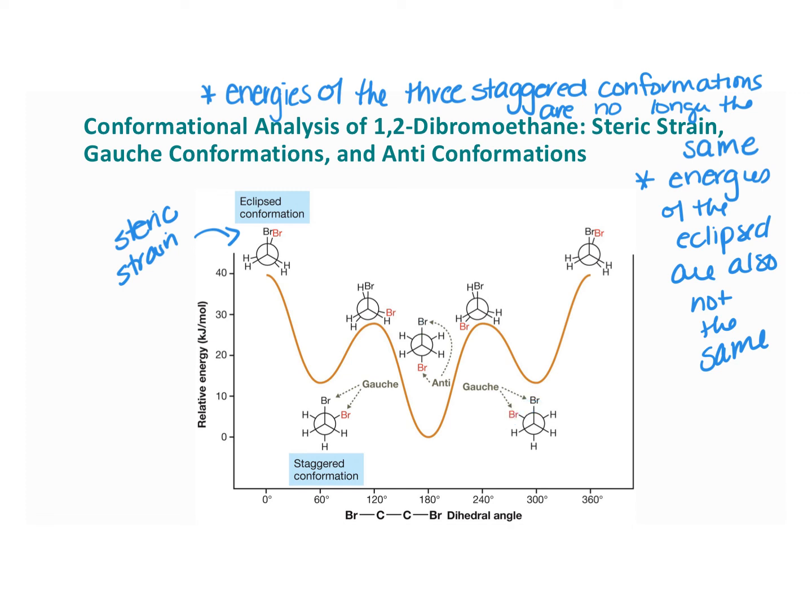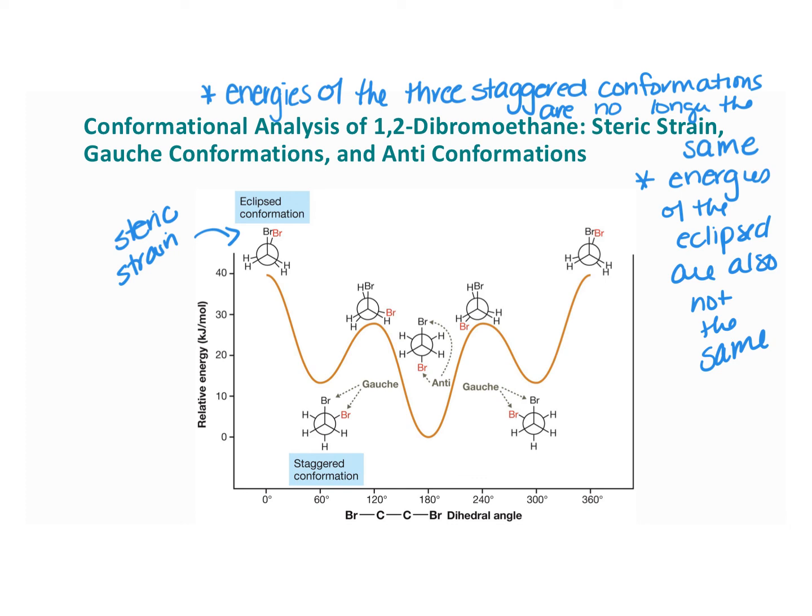When the bromines are on exact opposite ends of each other, this is called the anti-configuration. I want you to notice when these bromines are on the exact opposite end, the farthest apart, this is what has the lowest energy because there's less steric strain.